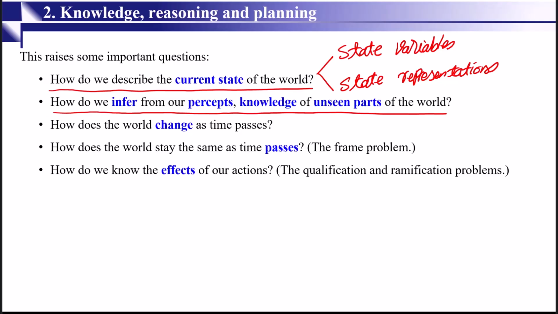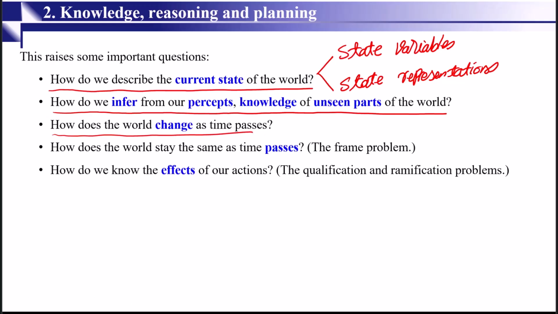And the last one is heuristics. In some cases, AI systems use rules or patterns from previous experience, or you can say training data that we have, to infer missing information. This is particularly common in machine learning models where unseen data points can be predicted based on the patterns that we have. The next one is, how does the world change as time passes?